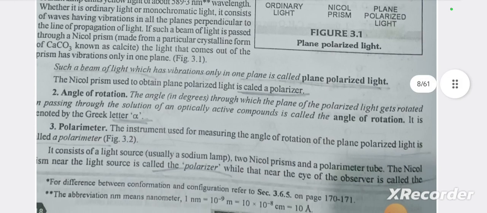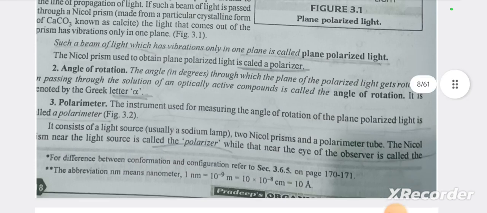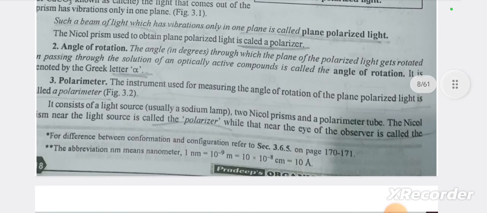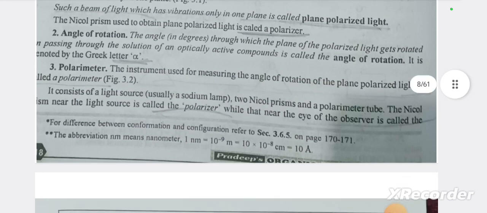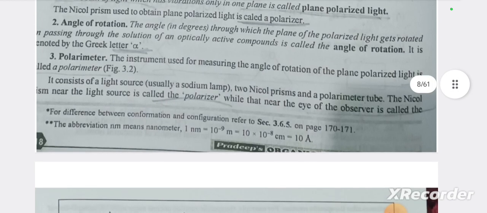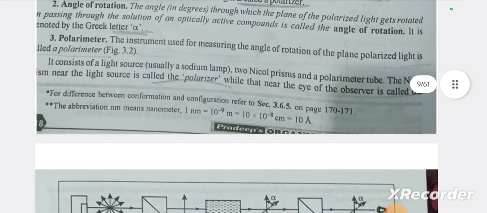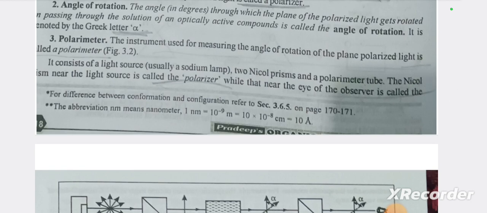If such a beam of light is passed through a nicol prism, the light that comes out of the prism has vibrations only in one plane. Such a beam of light which has vibration only in one plane is called plane polarized light. The nicol prism used to obtain plane polarized light is called a polarizer. Angle of rotation. The angle in degrees through which the plane of polarized light gets rotated when passing through the solution of optically active compounds is called the angle of rotation. It is denoted by the Greek letter alpha.